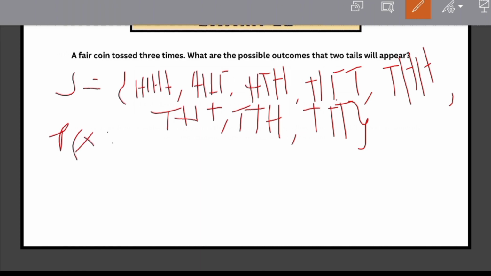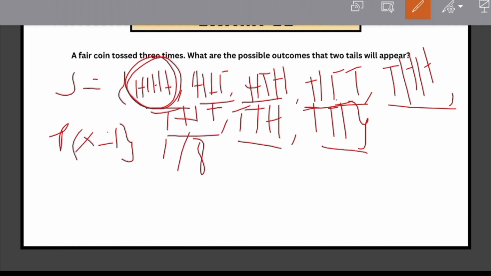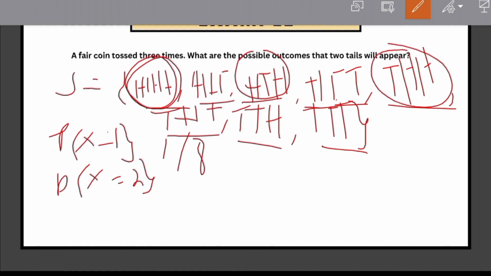So let X equal 1, which will signify 3 heads, if we toss the coin 3 times. We have a probability of 1/8, as we have a sample space of 1, 2, 3, 4, 5, 6, 7, 8. And then we have P of X equals 2, which signifies 2 heads appearing. So we have 1, 2, and 3 possible outcomes where 2 heads will appear. So 3/8.